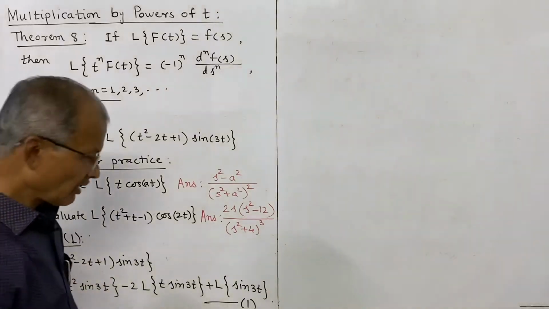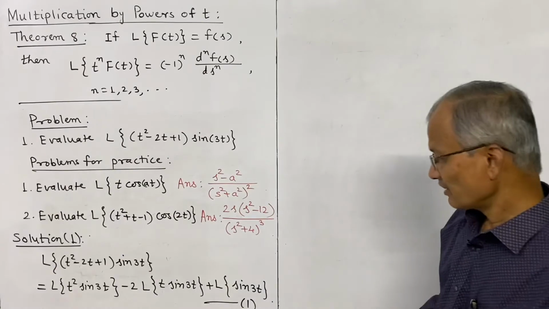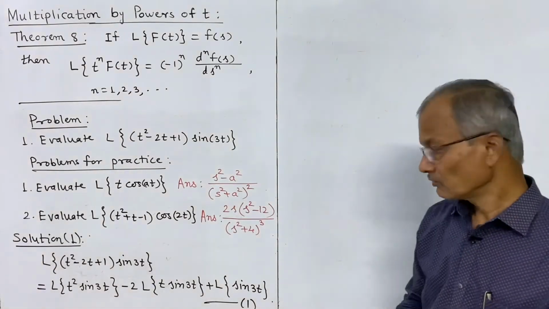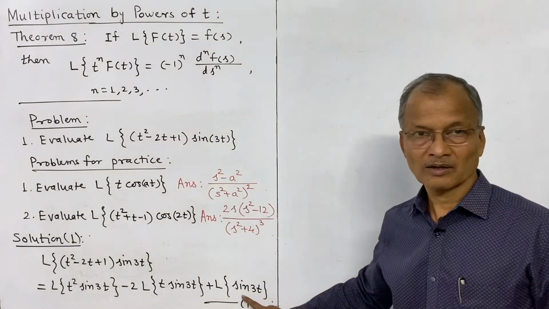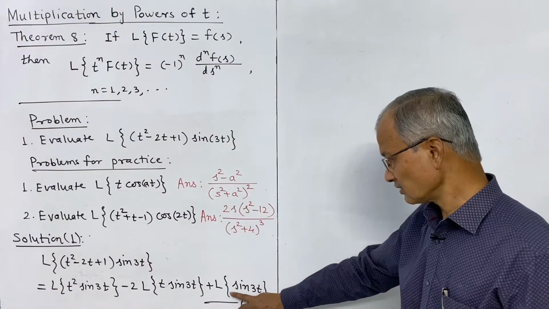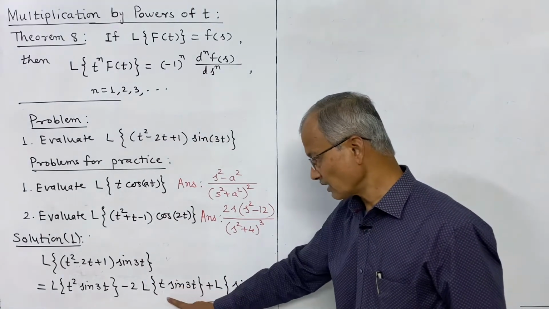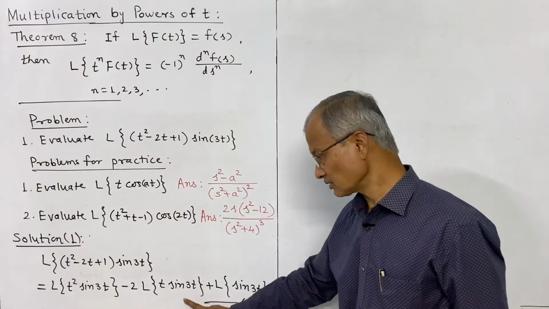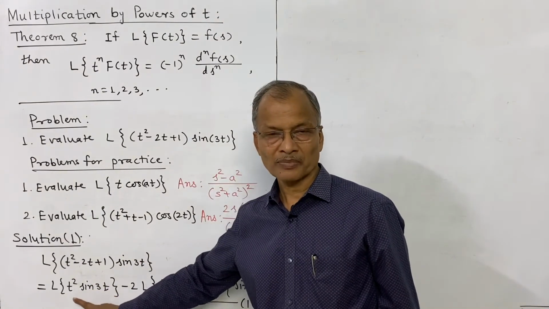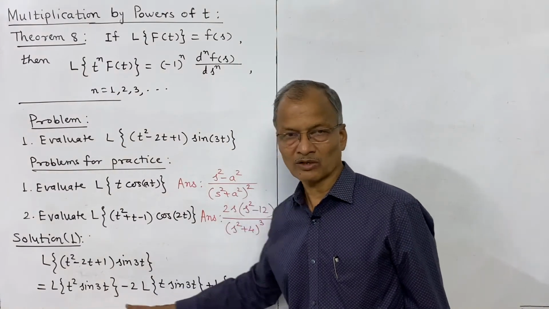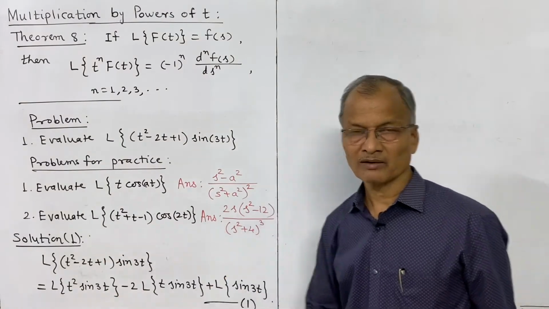Having expressed the required Laplace transform in this form, on the right side we shall obtain these three Laplace transforms from the last, taking last as the first. That is, we shall find first the Laplace transform of sine 3t, then the Laplace transform of t into sine 3t, and then the Laplace transform of t square into sine 3t, and then we shall use these values in one, and that will give the Laplace transform of the required function.